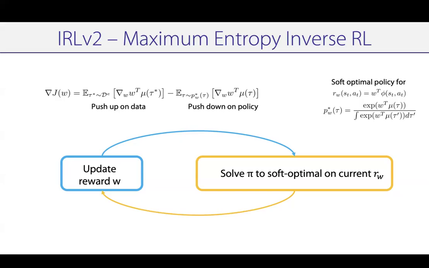Okay, does it make sense to everyone? IRL has RL in between. You basically push up data, push down everything else, and you just keep updating the push down distribution.